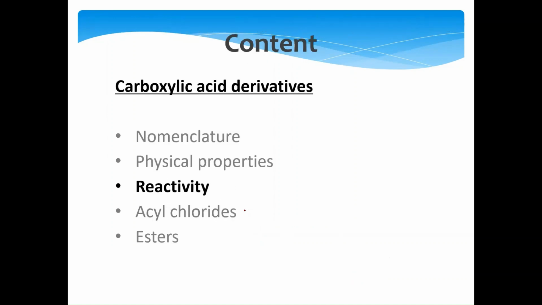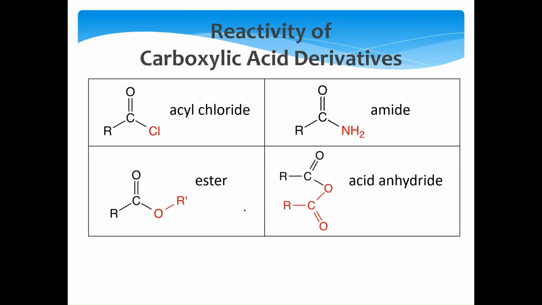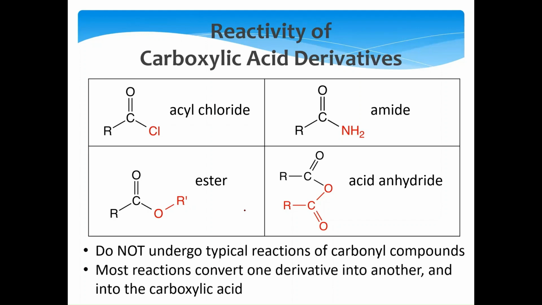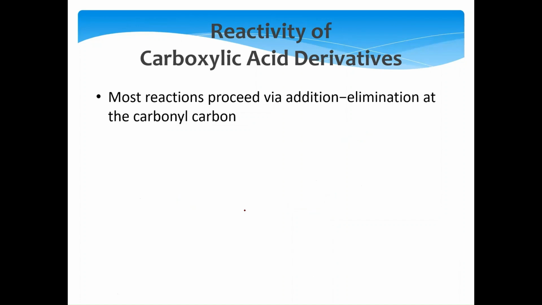And now let's take a look at the reactivity of the different carboxylic acid derivatives. For these carboxylic acid derivatives that you can see here, acyl chloride, amide, ester, and acid anhydride, they do not undergo typical reactions of carbonyl compounds, although you can see the C=O group. In fact, most reactions convert one derivative into another and into the carboxylic acid. Okay, so let's take a look at what some of these reactions are.